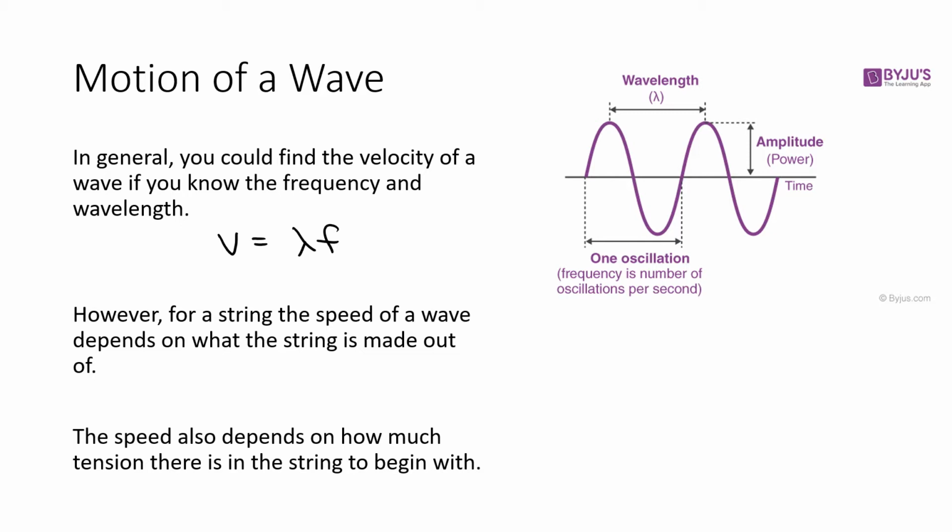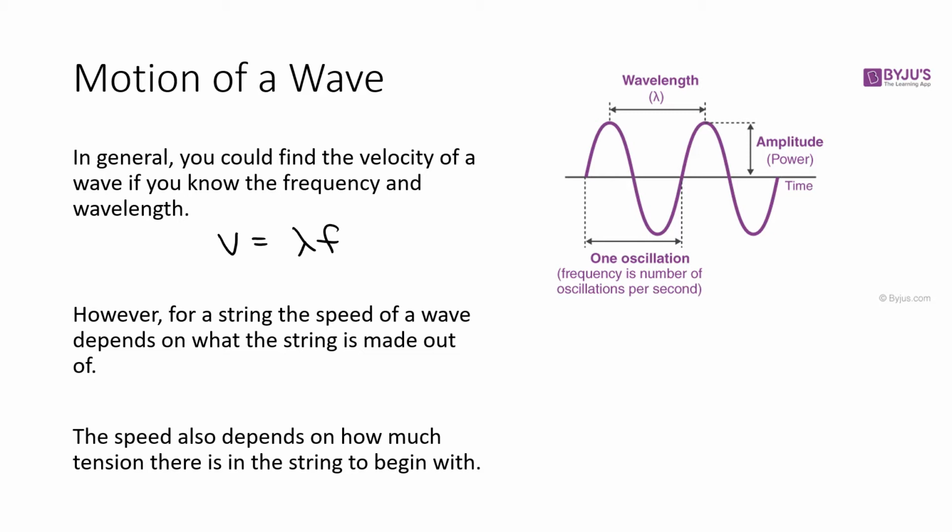So if we're looking at waves that travel through a string, like a really simple, fine string, we now have to consider, what is the string made out of? How much mass is in the string? The real world objects have mass. And also, how much tension is in the string before you find that wave?